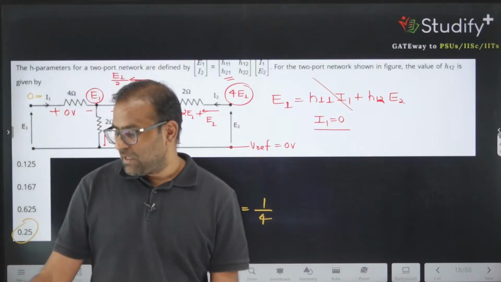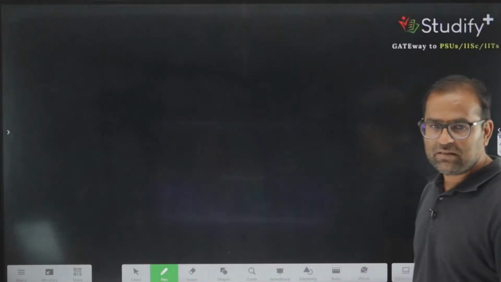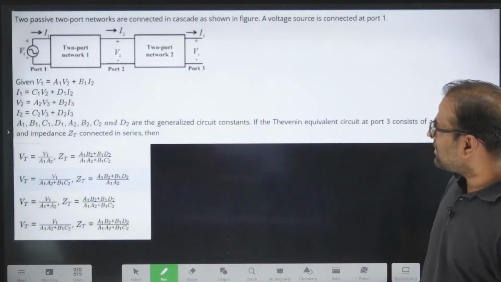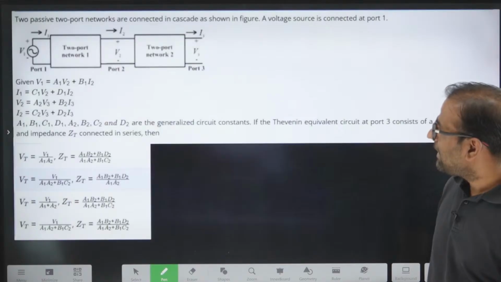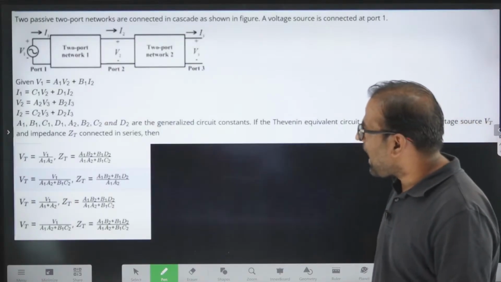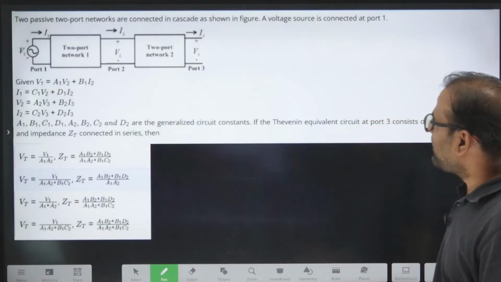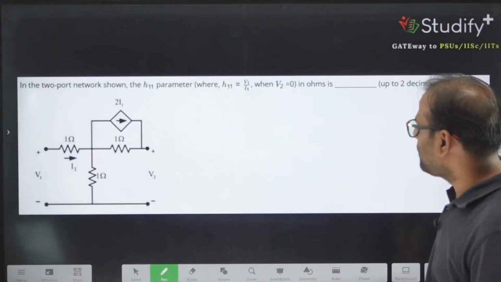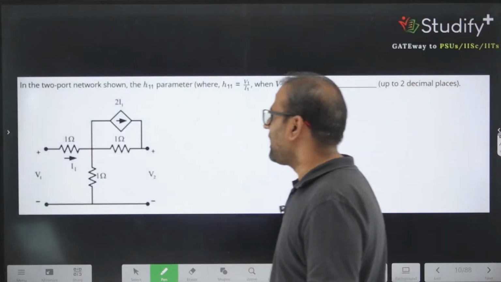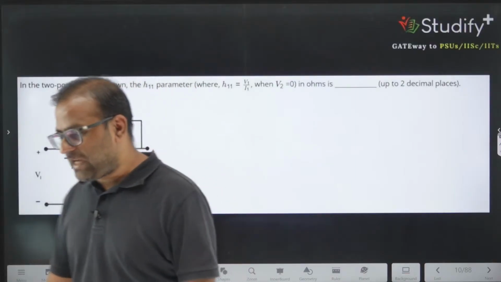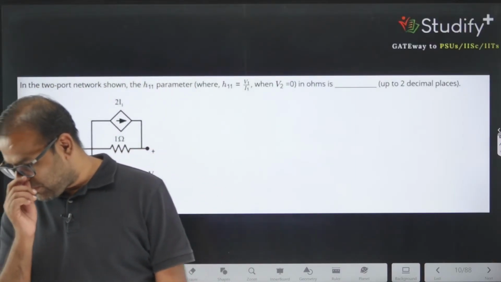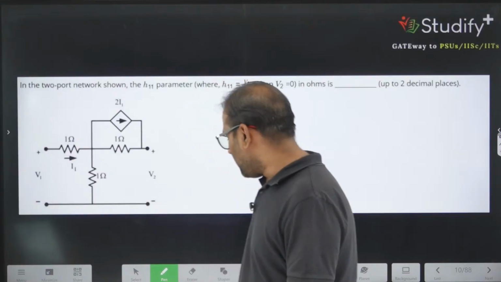So I hope the H parameter is clear. This is useful for analyzing. This is based on the ABCD parameter; we'll talk about that also. One more question they have asked. This is again a previous year question, and let's talk about this question also. What is this question saying?